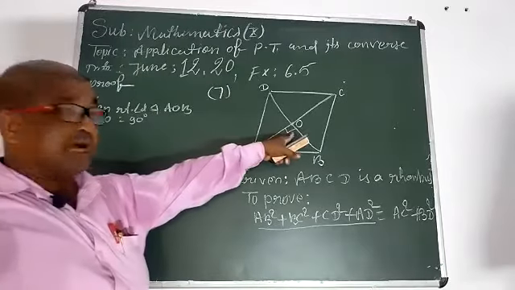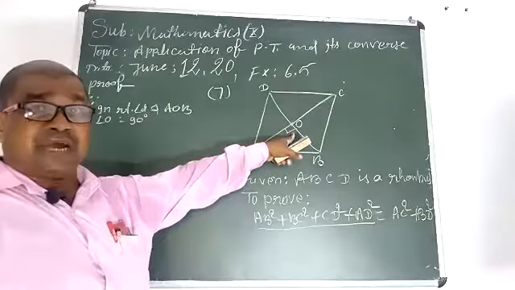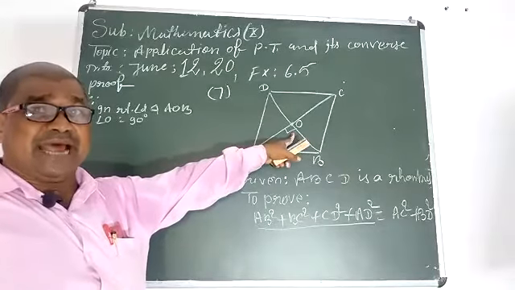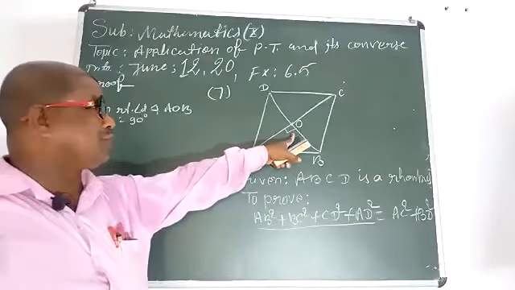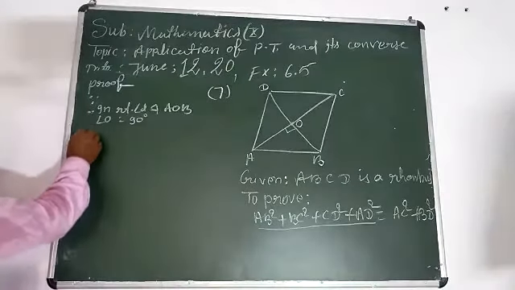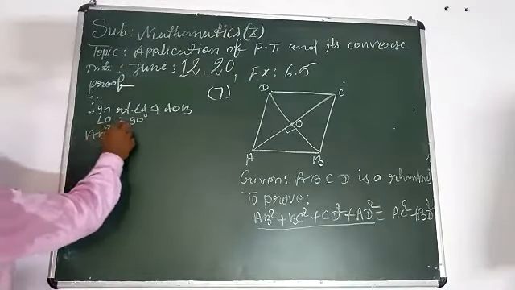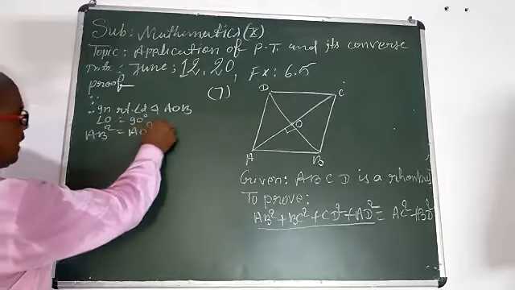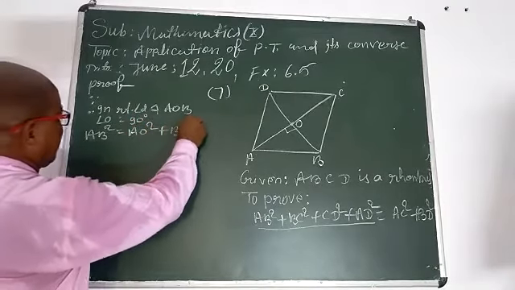Angle O equal to 90 degrees. Why? Because diagonals bisect each other at right angle. You know better about this. Now use Pythagoras: AB square equal to AO square plus BO square.